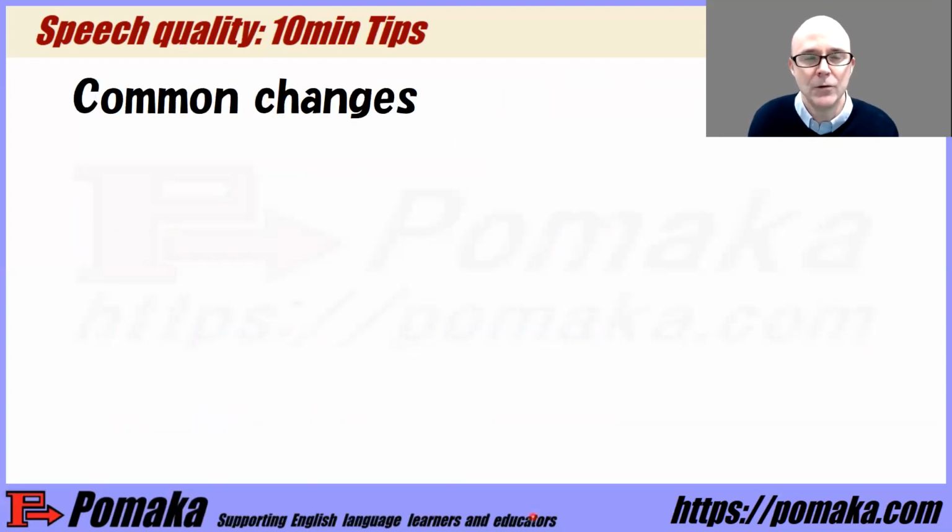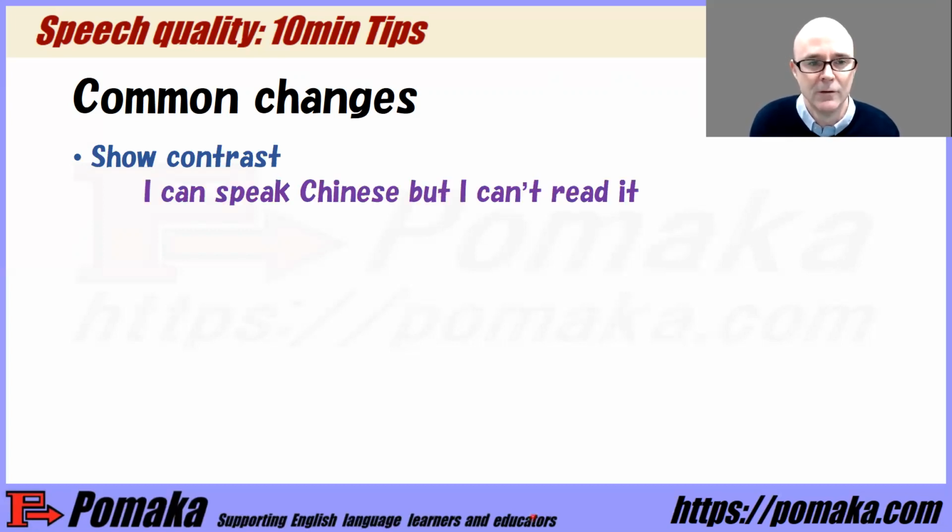So when do we usually change the focus word? One time we usually change it is to show contrast, to show how two things are different between thought groups. For example, here, I can SPEAK Chinese, but I can't READ it. Here we're moving the content word to speak to compare it with reading Chinese, being able to speak Chinese, but not being able to read it. So the content word is changing to speak, comparing speak with read.